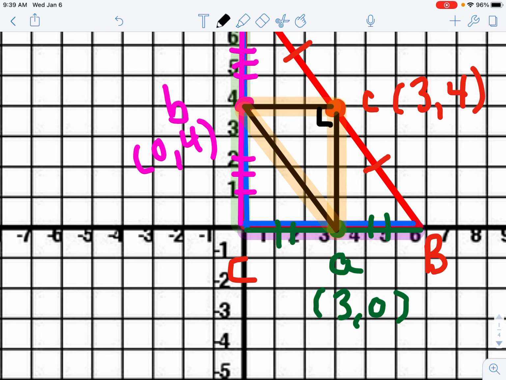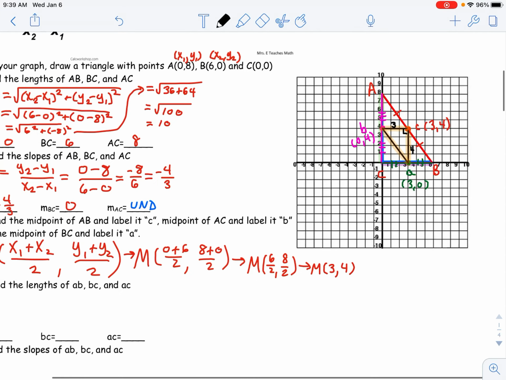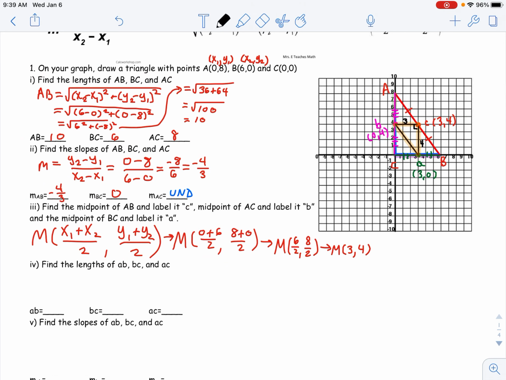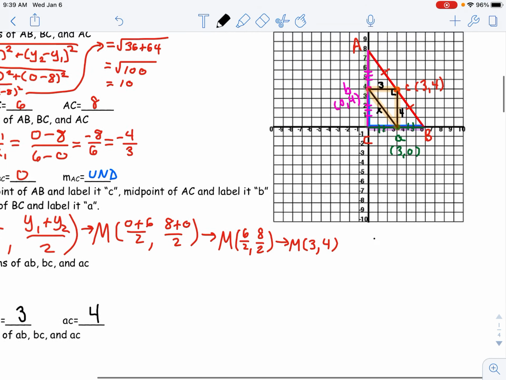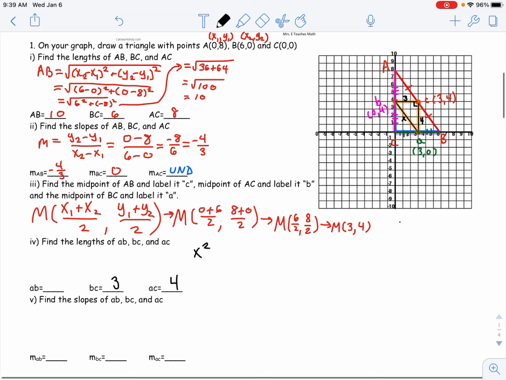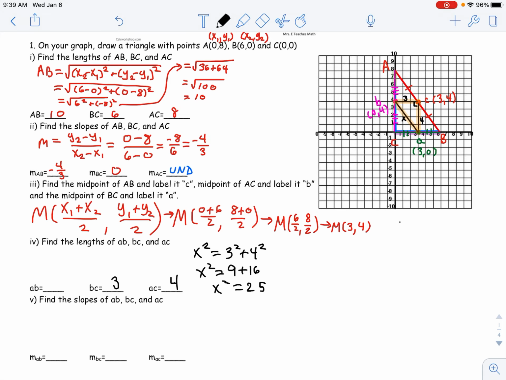So in doing this, we see that the length of BC is 3 and the length of AC is 4. So actually, let's go write that down. BC, we need to find the length. It was 3. AC was 4. Now this right here we'll call X just for fun. We can call it anything we want. I'm going to use the Pythagorean theorem shortcut to find the length of AB. So x squared equals 3 squared plus 4 squared. X squared equals 9 plus 16. X squared equals 25. All right. And then I take the square root of both sides and x equals 5.